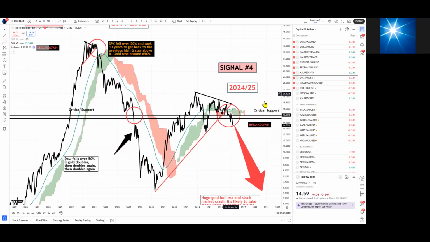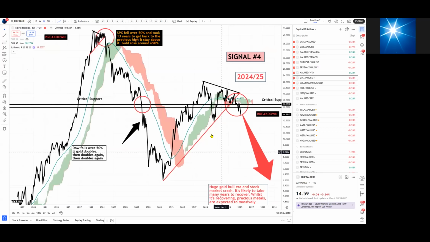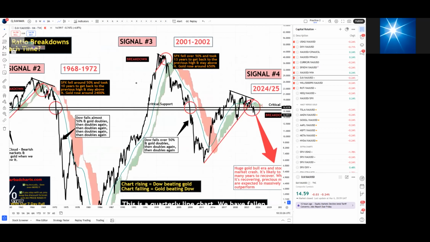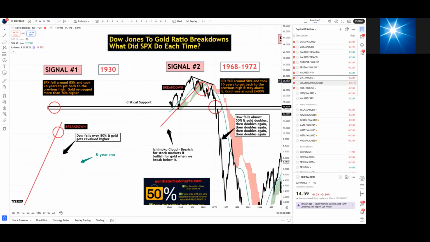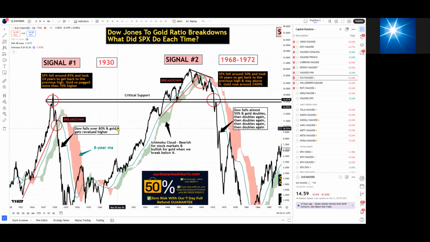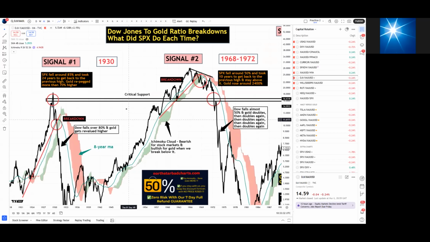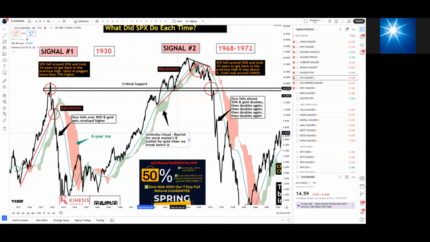The Dow versus gold, well, a very decisive breakdown. Signal number 4 on the Dow gold ratio. You can see signal number 1 was back in 1930, the chart broke down and we entered a huge precious metals bull market.